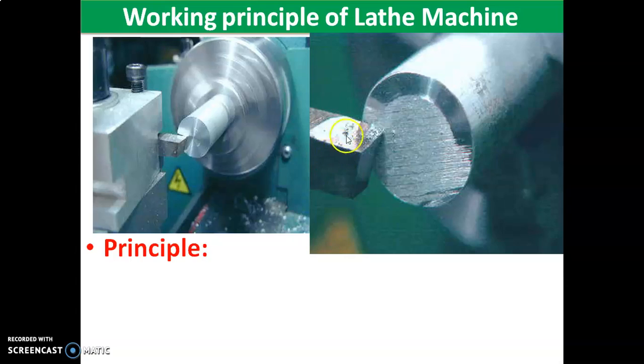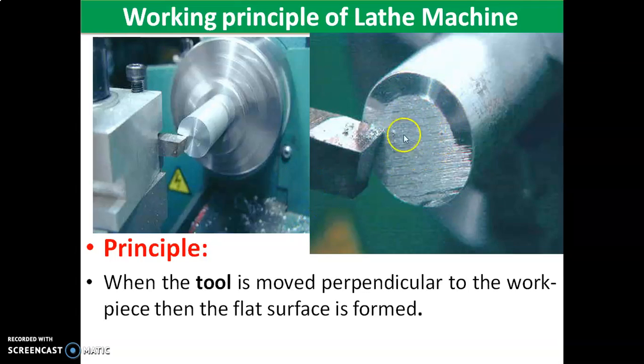So here this is a cutting tool. Now we are feeding the cutting tool perpendicular to the axis of the workpiece. Means, if the tool moved perpendicular to the axis of the workpiece, then we can get the flat surface. This is a flat surface. Once again, listen: when the tool is moved perpendicular to the workpiece, then we can get the flat surface.